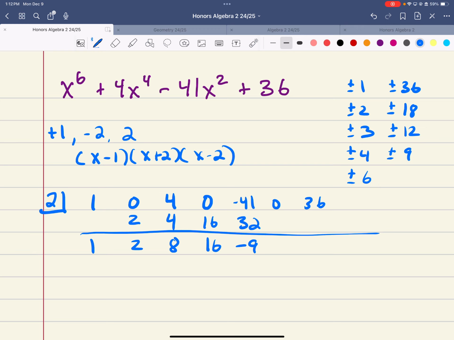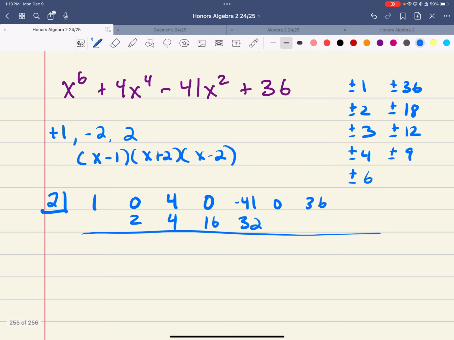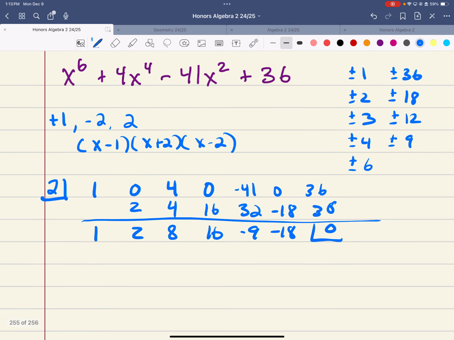Where did we go wrong? Does positive 2 work? Yeah. Do they both work? Did I mess up my math somewhere? This is negative 9. Oh, I just didn't go far enough, did I? So 36 and 0. Okay, so it works.